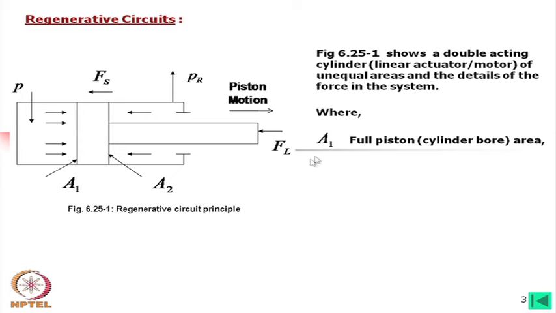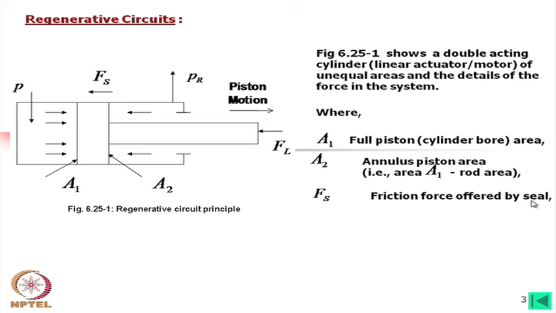Now, A1, I have already discussed, is the full piston area. If you know the cylinder bore diameter, you can find the area A1. A2 is the annulus piston area. Remember, this is the full area minus the rod area. Fs is the friction force offered by the seal here. There will also be some friction here, but this friction will be more severe than the friction there, because as it is double acting, there is also a seal. So while considering the friction, we will consider this friction plus this friction.